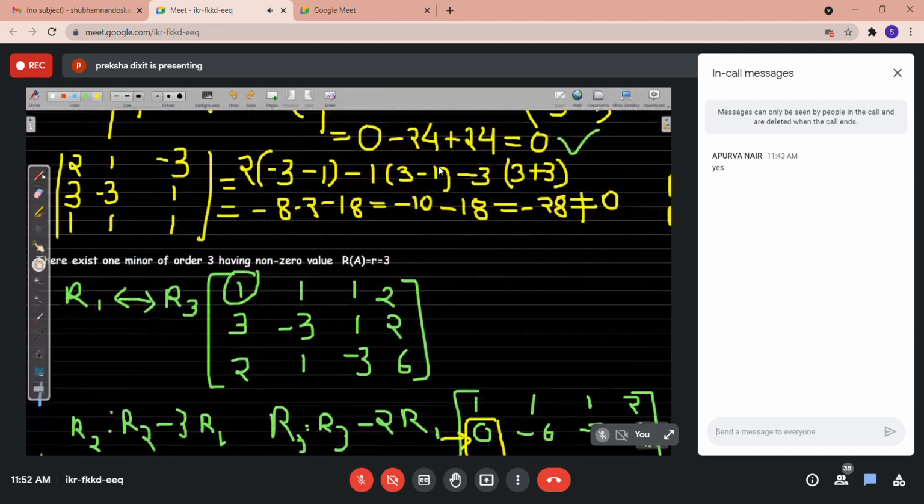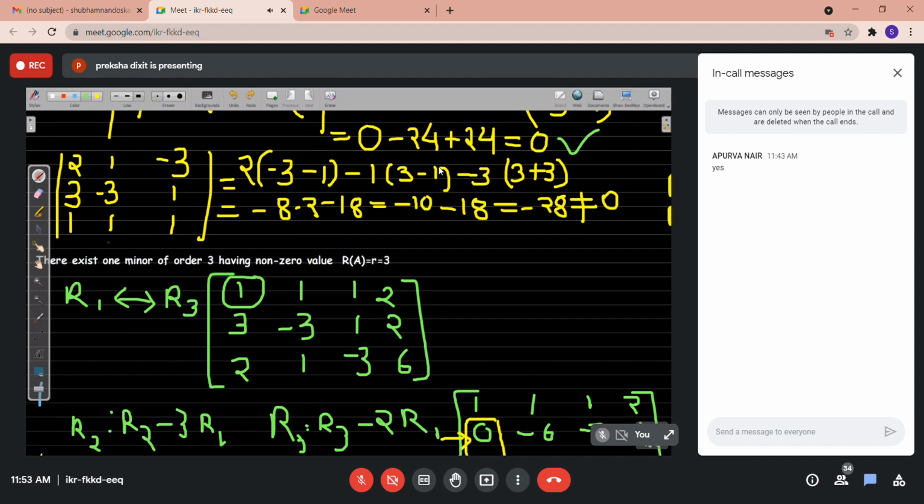So the entire row 1 has been entered at row 3, and the entire row number 3 has been entered at row 1. Can you see that? That's the row interchange of row 1 and row 3. So now I can see we have the element 1 over here. Now using this one, we have to bring 0 here and here, where the elements 3 and 2 are placed.